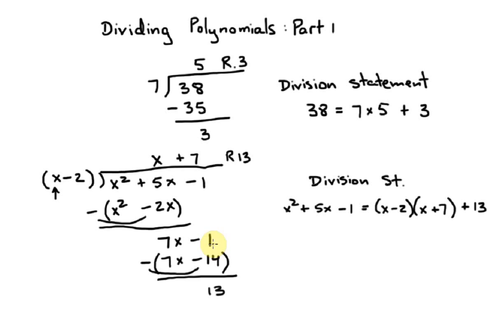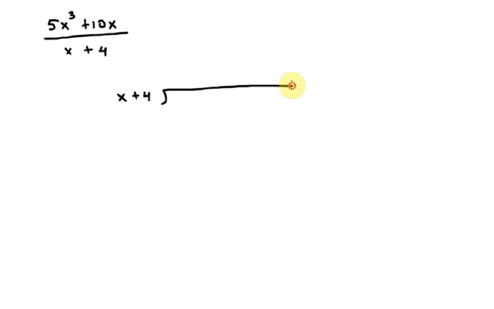Okay, so I'm going to clear off the screen. So here we go. We're going to take something that looks like this. 5x cubed plus 10x. And we're going to divide that by x plus 4. Now you notice that I wrote it this time as a fraction. So you could certainly do that. It actually means exactly the same thing as if I was to write it this way. And of course we're using long division here, so I would rewrite it this way.